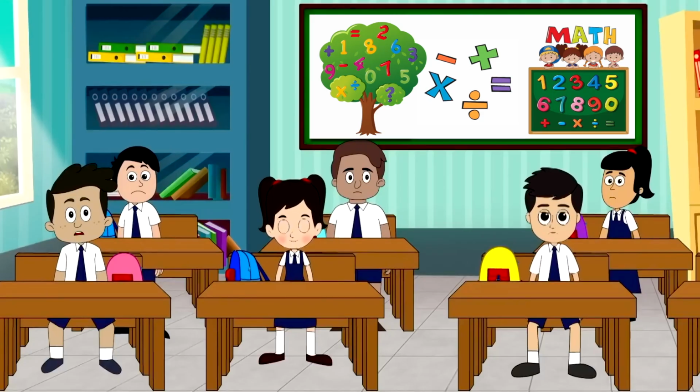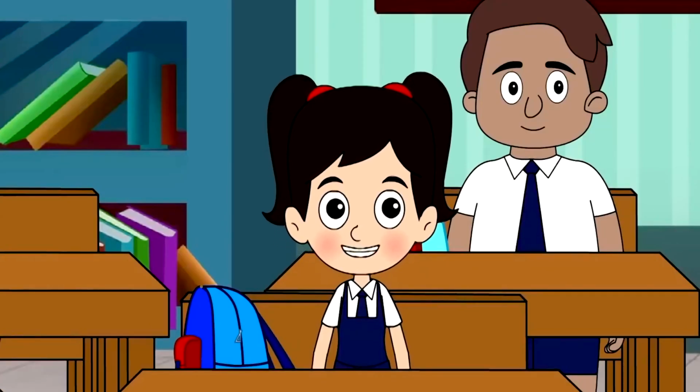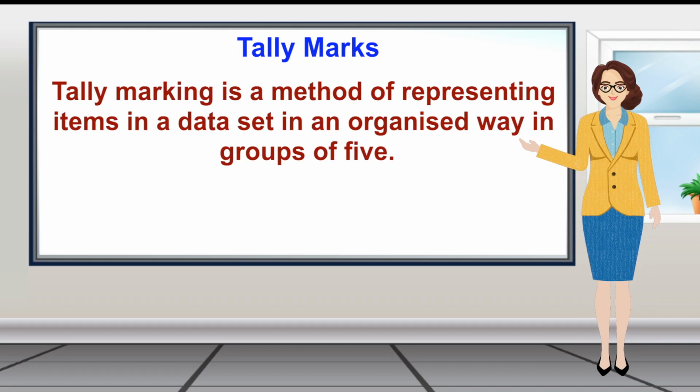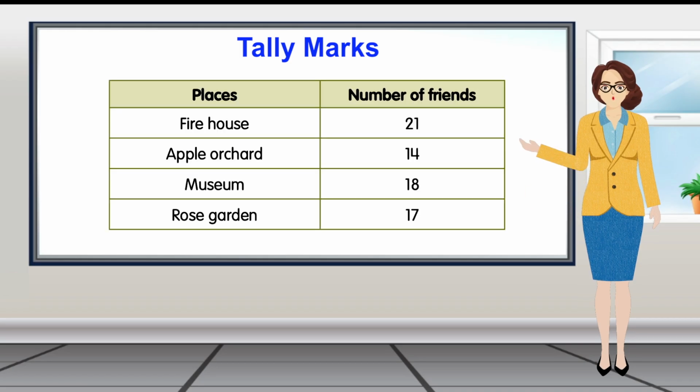Tally marks. Let's learn another interesting method of representing data through tally marks. What are tally marks? Tally marks are a group of 4 vertical lines and 1 diagonal line that cuts the 4 vertical lines to represent 5. Tally marking is a method of representing items in a data set in an organized way in groups of 5. This makes counting easier and faster. Let's learn how to make a tally mark table for the data on the online survey to know where Kabir's friends want to go on the next class trip.